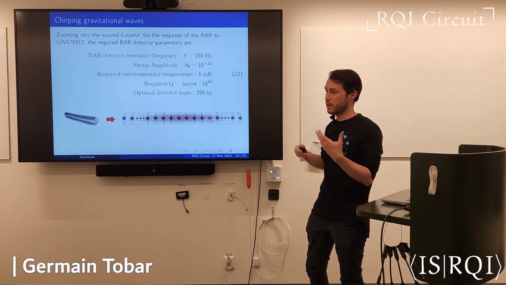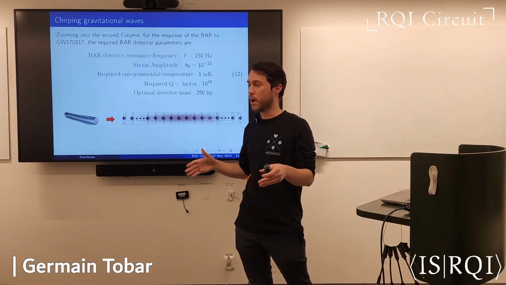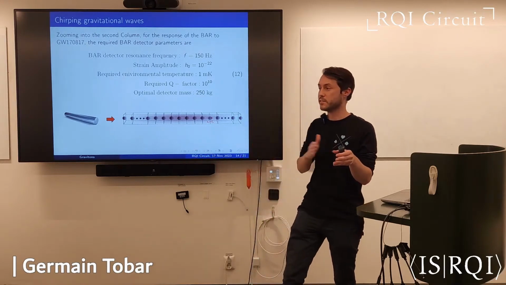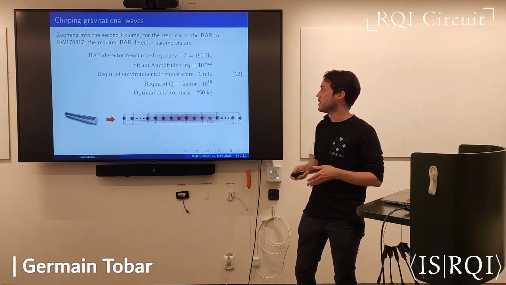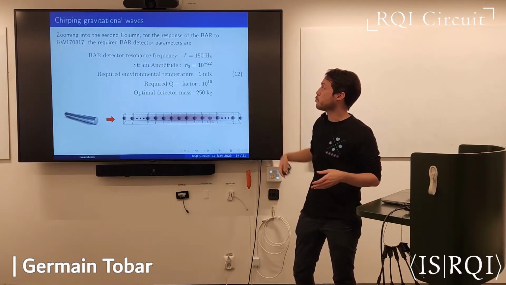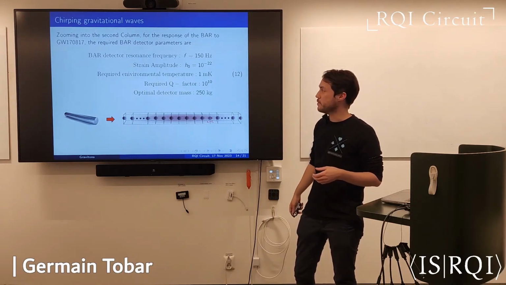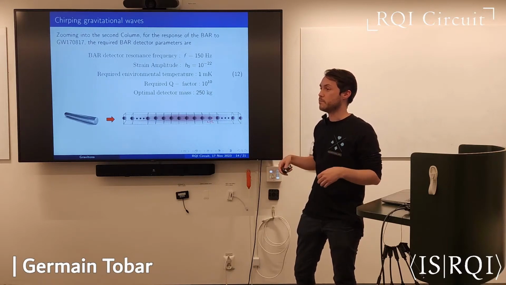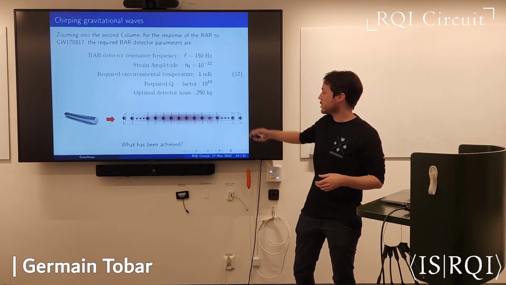So the Q factor is if you ring up, if you have a single phonon in the bar detector, the Q factor tells you how many oscillations that phonon will undergo before the oscillation dies out. And the environmental temperature, 1 millikelvin, which is not that far off what can be achieved in current laboratory experiments in terms of the temperatures dilution refrigerators can reach. So let's compare this to what has been achieved.